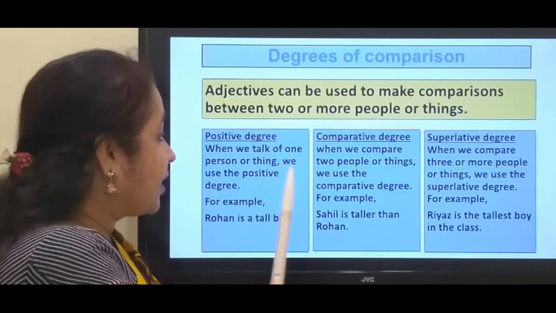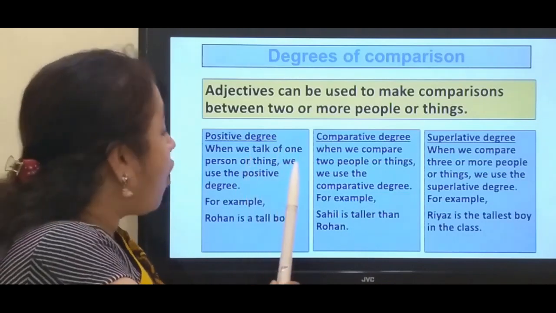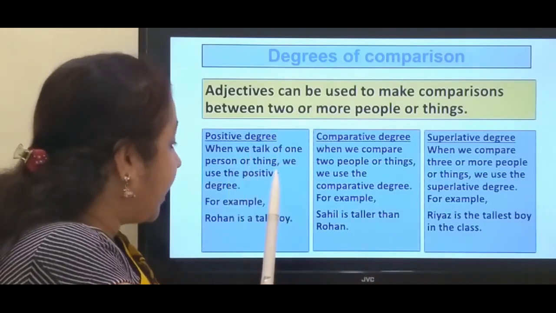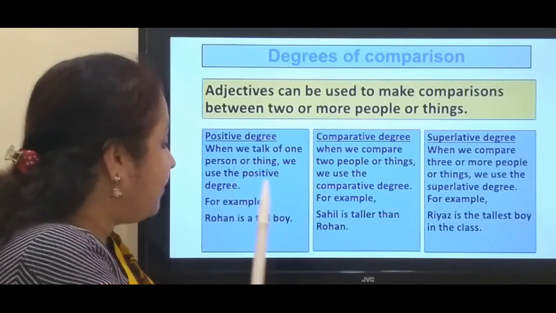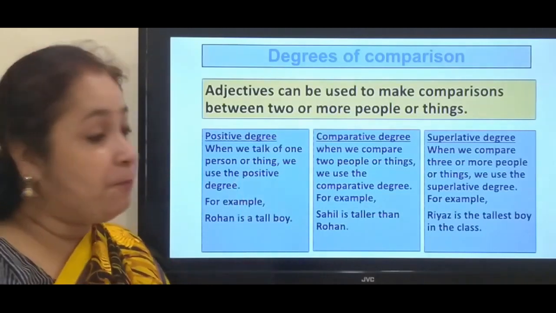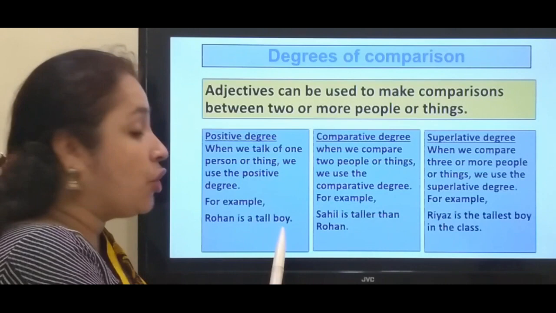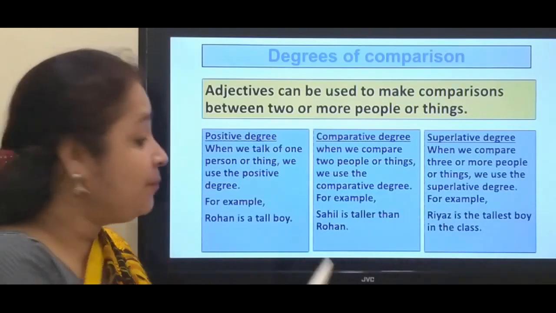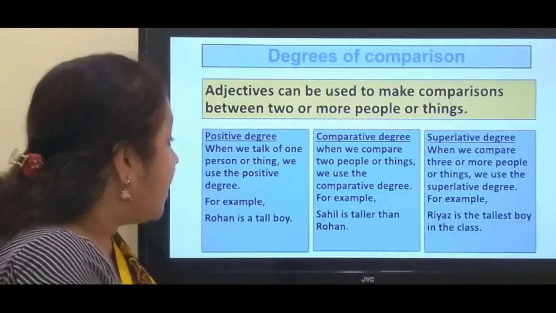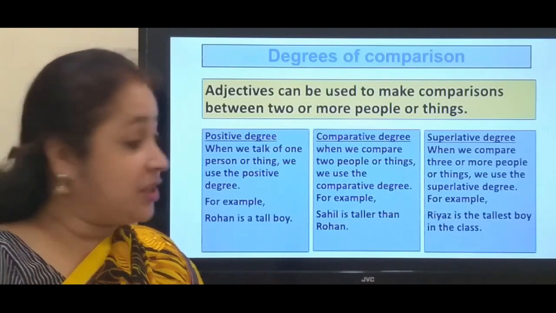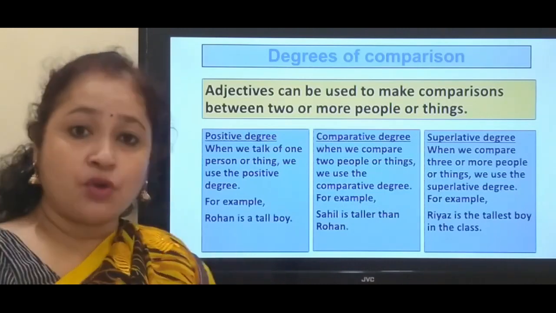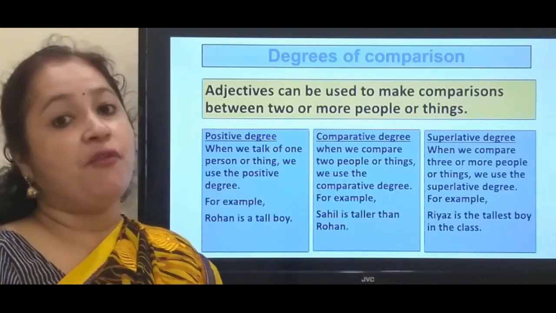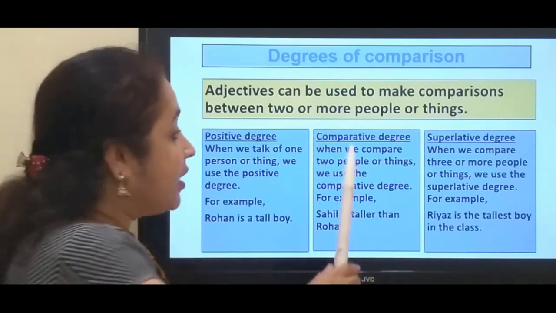Positive degree. When we talk of one person or thing, we use the positive degree. For example, Rohan is a tall boy. Here, tall is a word that is talking about the quality of Rohan. So, it is an example of positive degree.